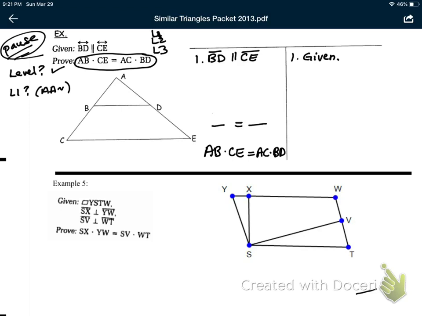You got it, the proportion. So how can I place these segments in such a way that I will get this cross product? That's right, you put them crosswise. So AB times CE would make it look like that, and AC times BD might make it look like that. And we already know the reasons, right?